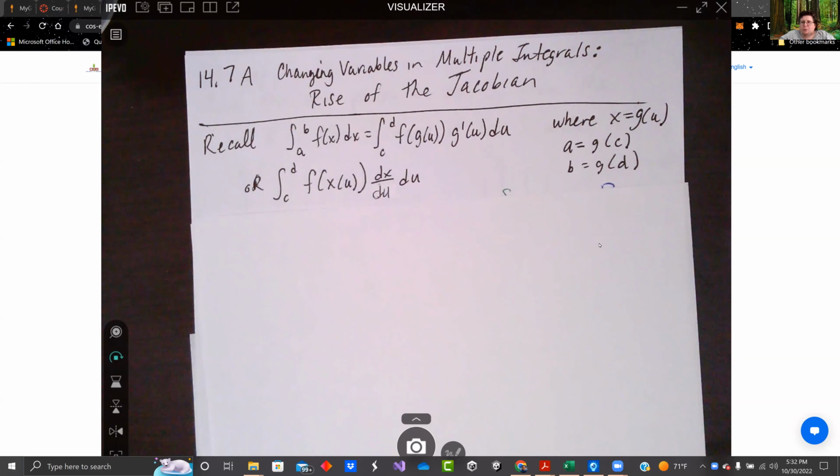This is 14.7 in Calculus 3. We're using the Anton 11th edition book. This is on changing variables and multiple integrals, and this develops the Jacobian. Think u-sub, but at a higher level, multi-dimensional. Okay? And in fact, speaking of u-sub, recall what we did with u-subs.